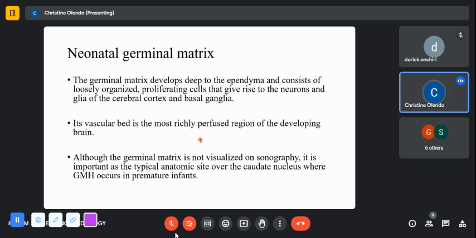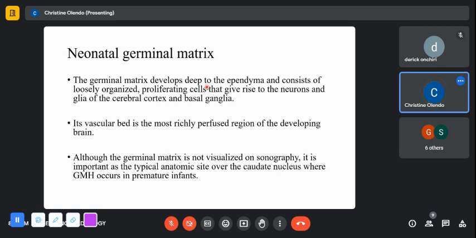So now we're going to go through neonatal germinal matrix hemorrhage, but first we get a basic understanding of what the germinal matrix is. The germinal matrix develops deep to the epidermis, and it consists of loosely organized proliferating cells that give rise to the neurons and glia of the cerebral cortex and basal ganglia.